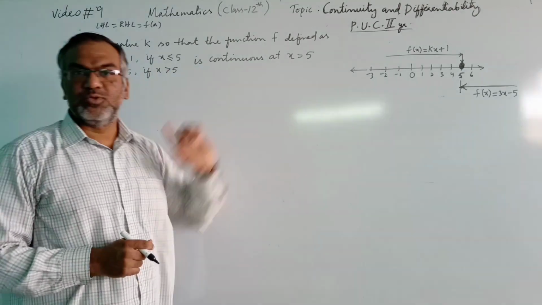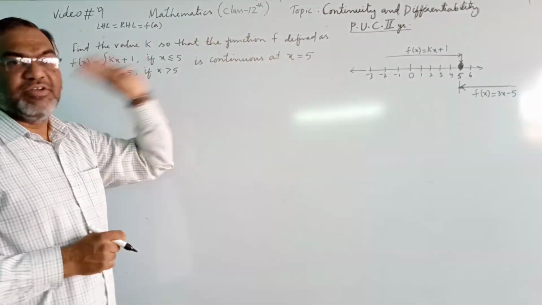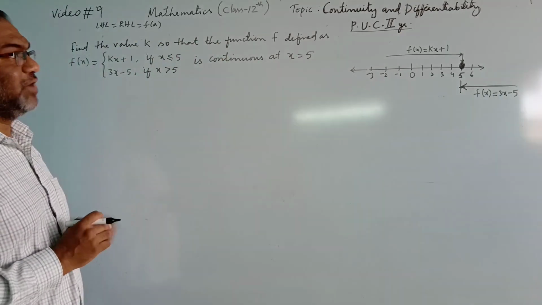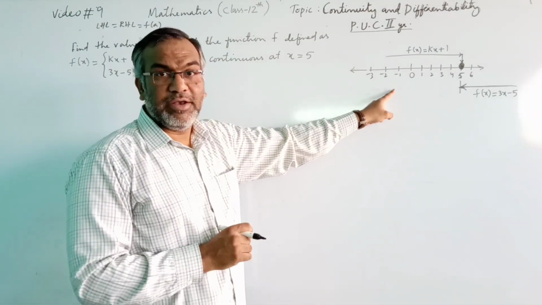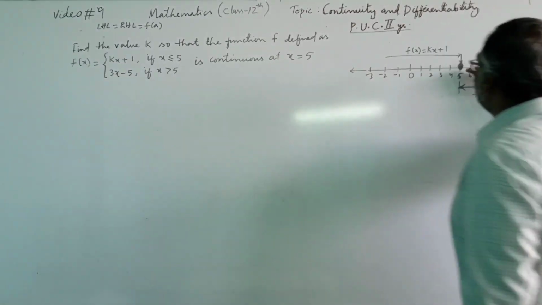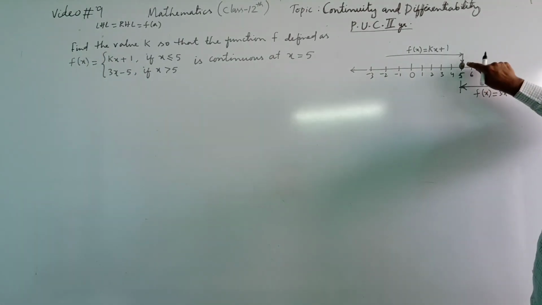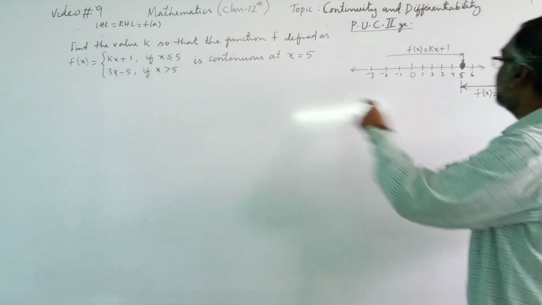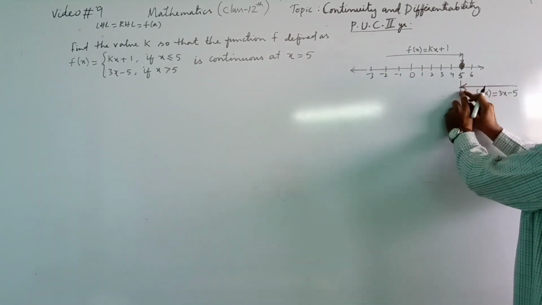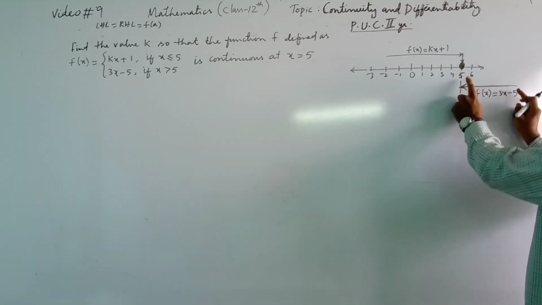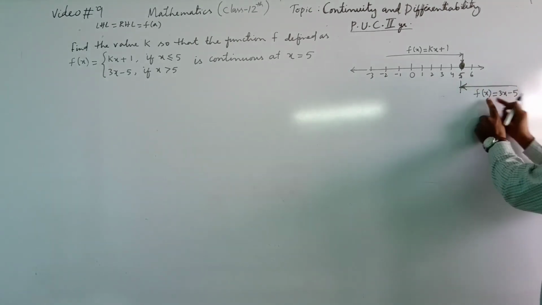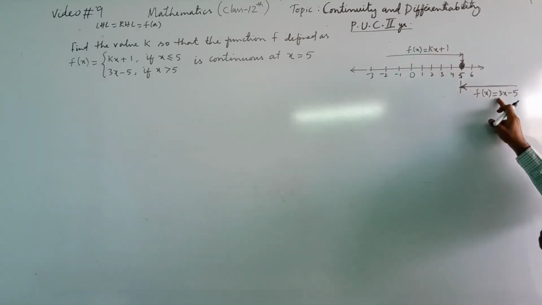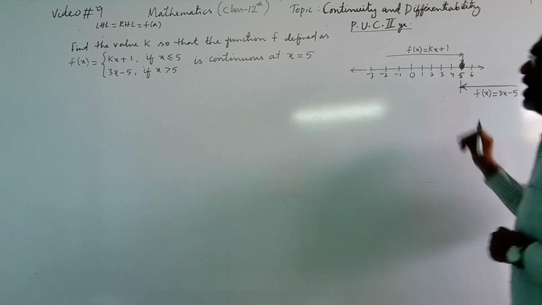The function is continuous at x equals 5, and we have to find k. Here I have already drawn a number line. At 5 and less than 5, the function is kx plus 1, and for values of x greater than 5, on the right of 5, f of x is equal to 3x minus 5. This is one piece, this is another piece.